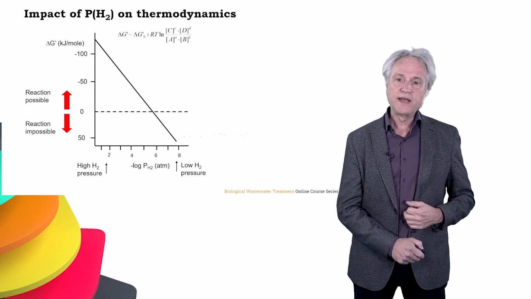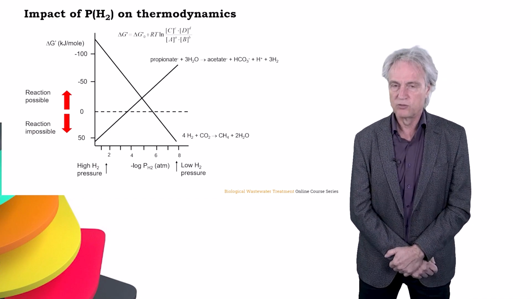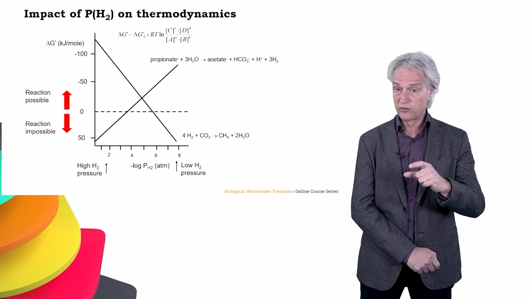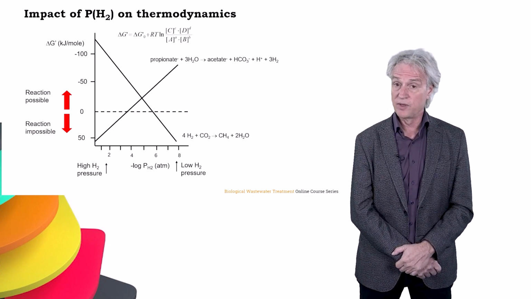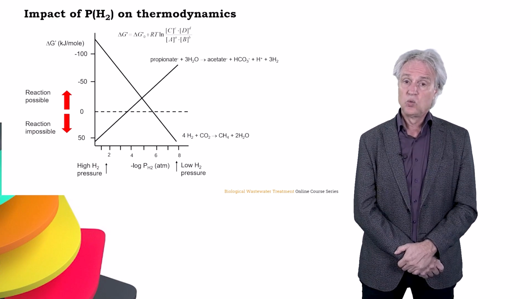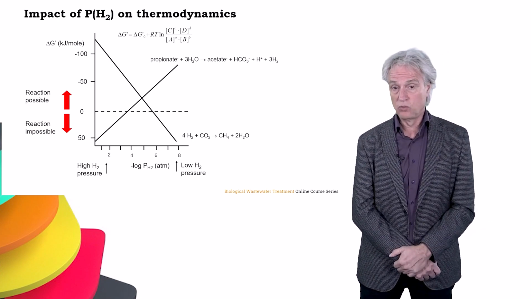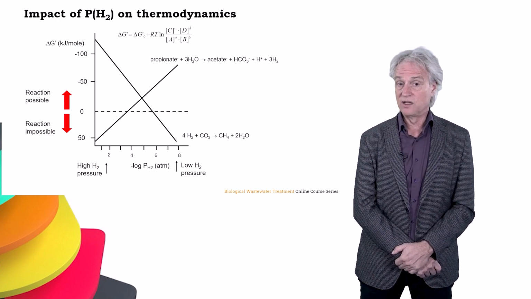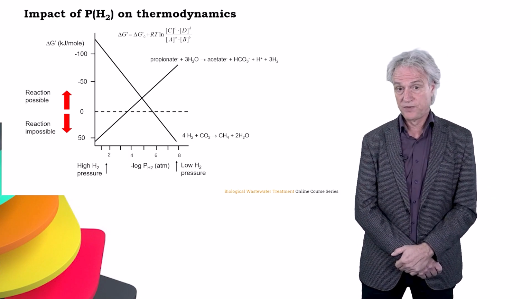Now we will look next at the hydrogen to methane conversion, and the propionate conversion. And this is reversed. Propionate plus 3 water gives acetate, bicarbonate, a proton, and 3 hydrogen molecules. When the partial pressure of hydrogen is very high, this reaction will not occur. That's why the delta G is positive at the bottom part of the y-axis.